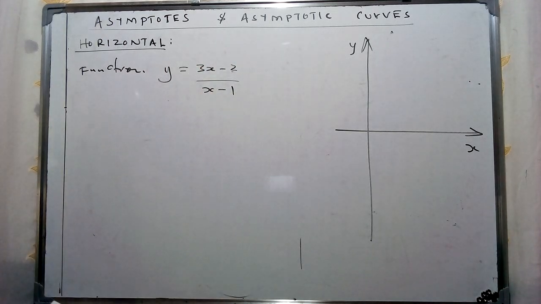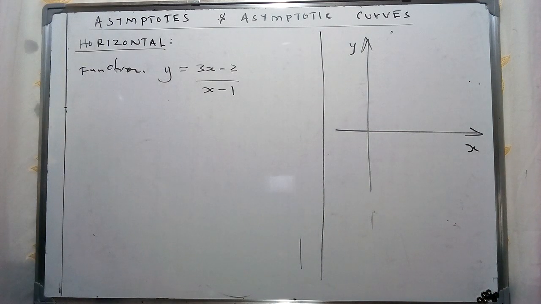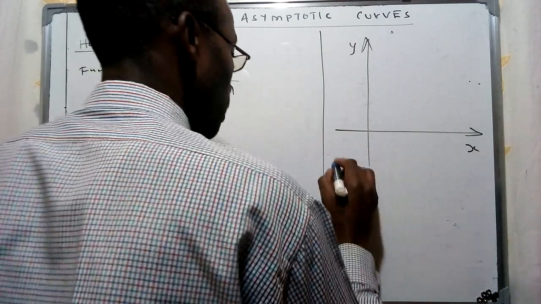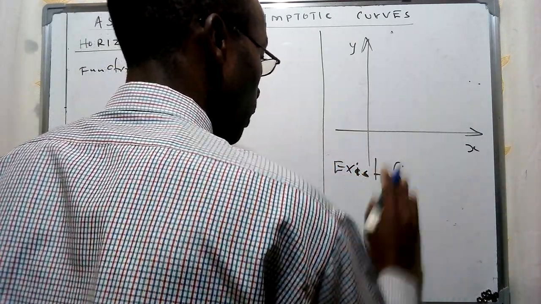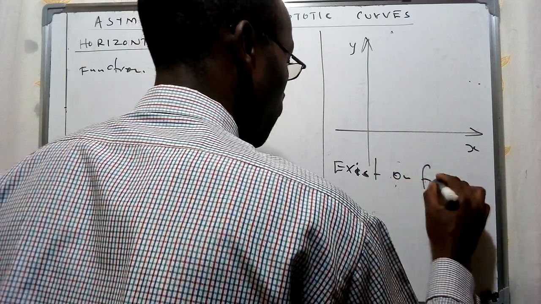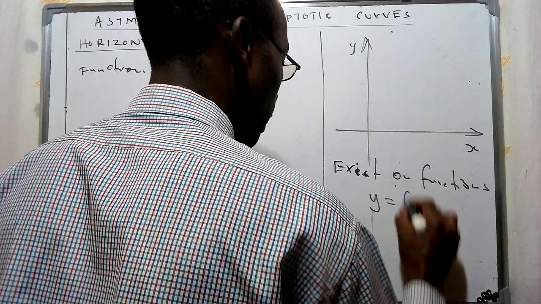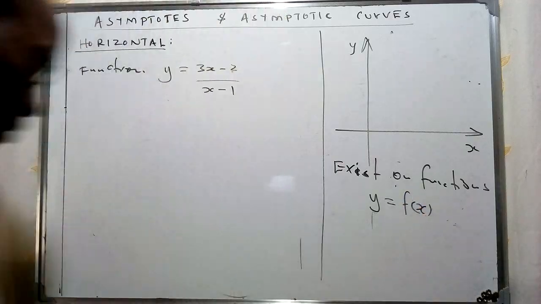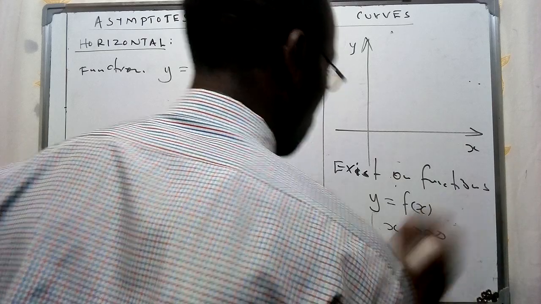So we're going to see that for us to define a horizontal asymptote, just like the vertical asymptotes, these asymptotes are going to exist on functions given as y equals f of x, whereby we're going to see that this specific value of x is going to tend to infinity.